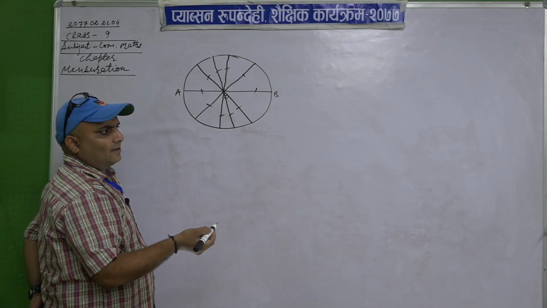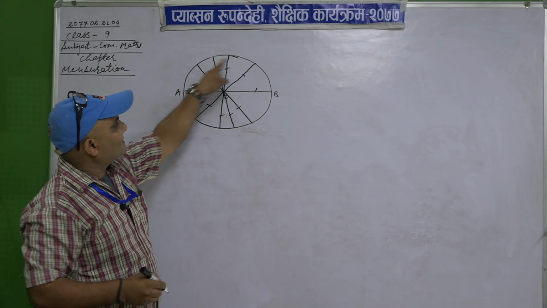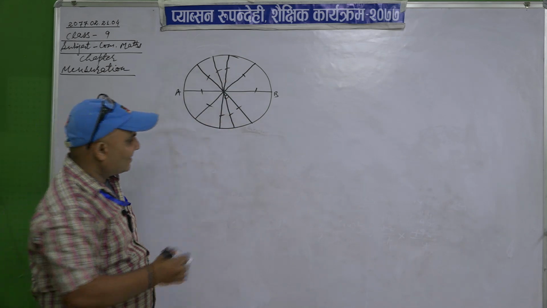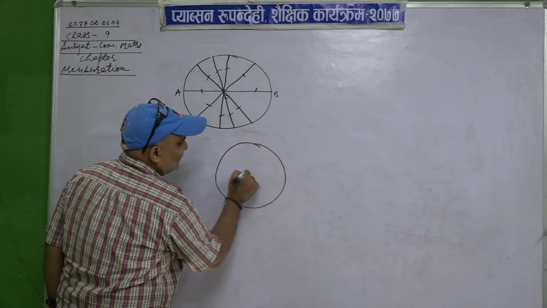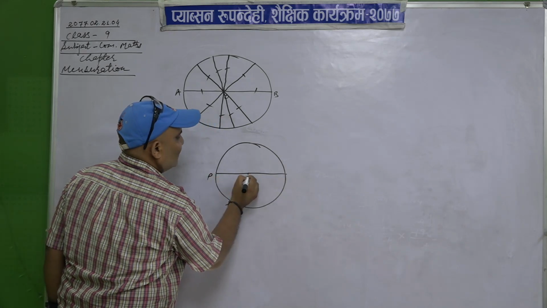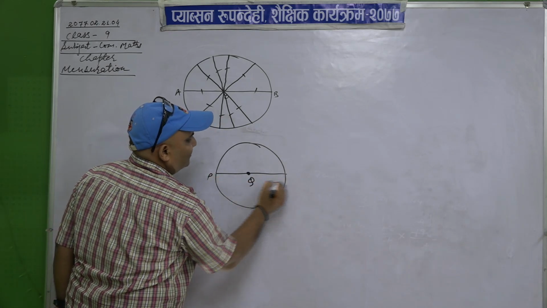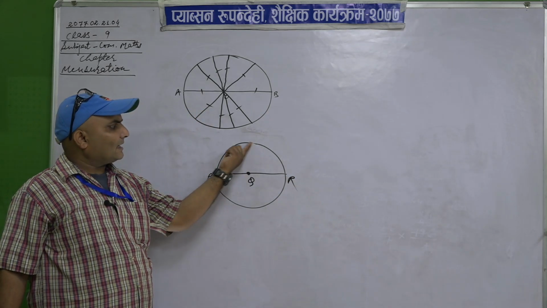Likewise, radii of the circle are equal. Same way, all the diameters of the same circle are equal. These all are the diameters. Now, take another circle, named here P, this is the center Q R. In this circle PQR is a diameter.